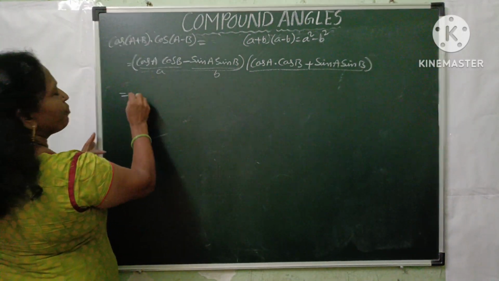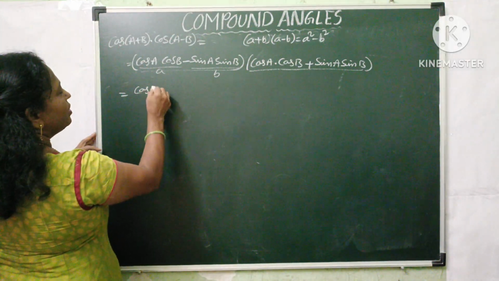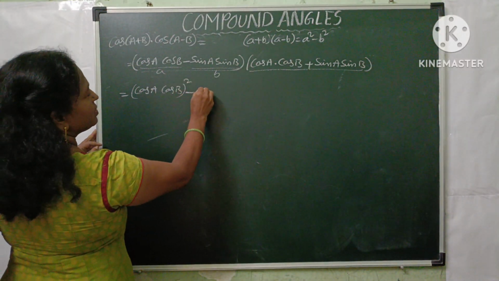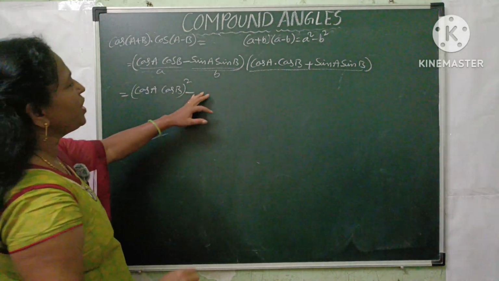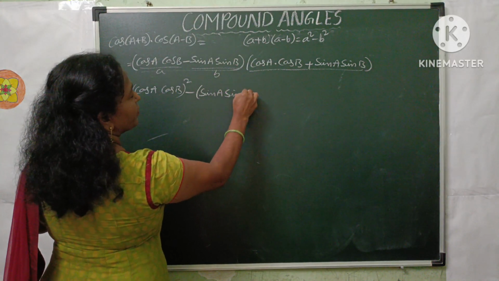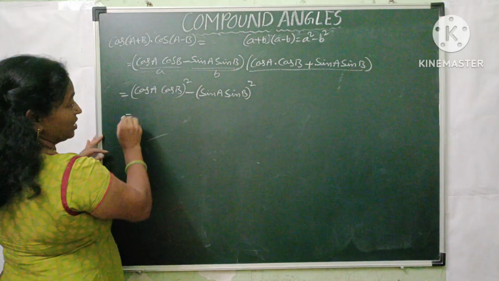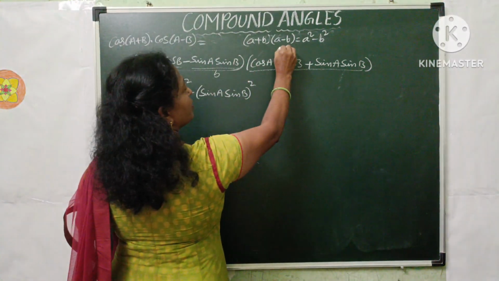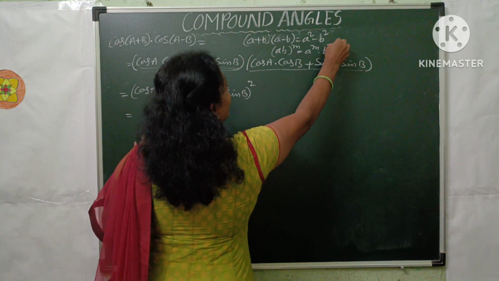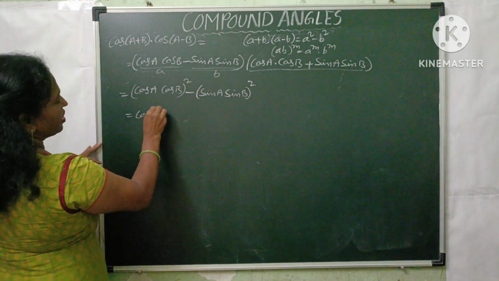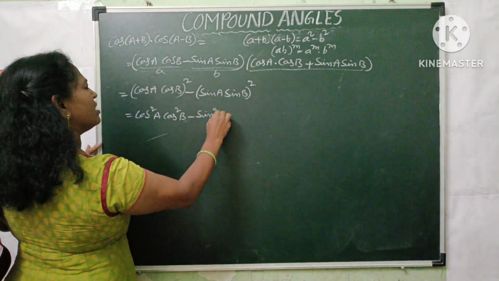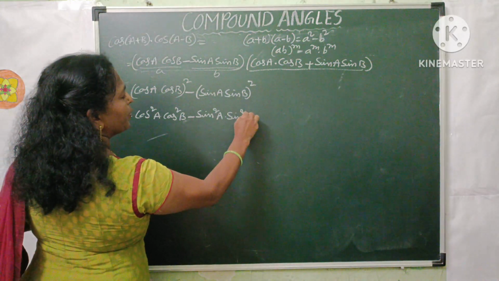That is equal to a square, meaning (cos a cos b) whole square, minus here b, next one (sin a sin b) whole square. What is the algebraic form? (ab) whole power m equals a power m into b power m. So cos square a cos square b minus sin square a sin square b.